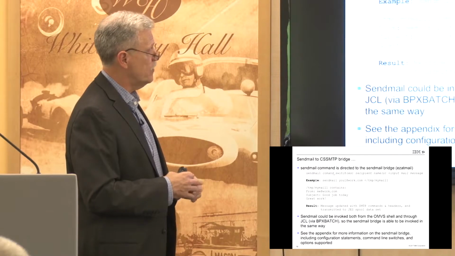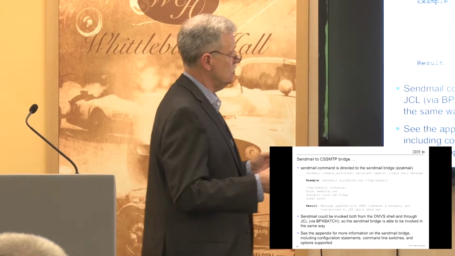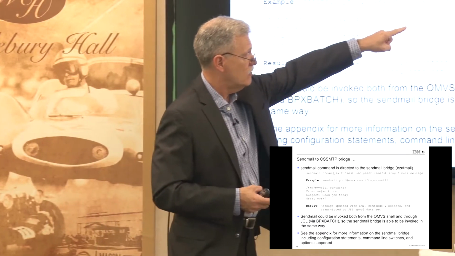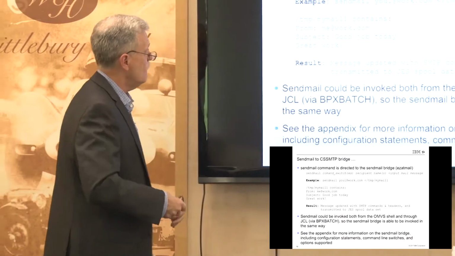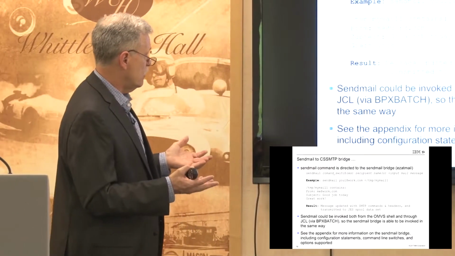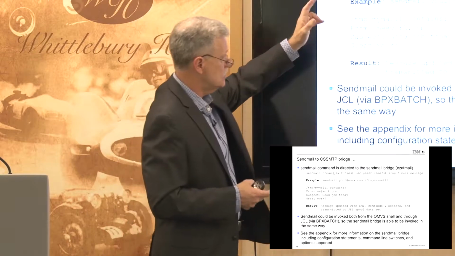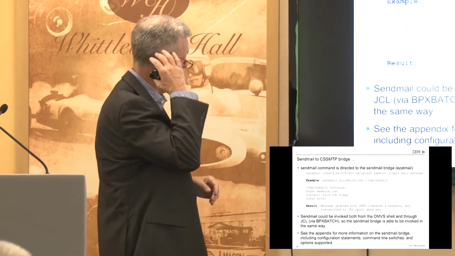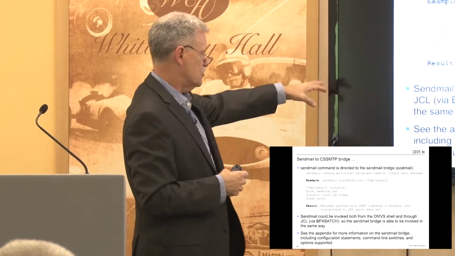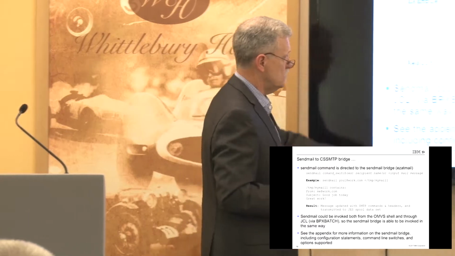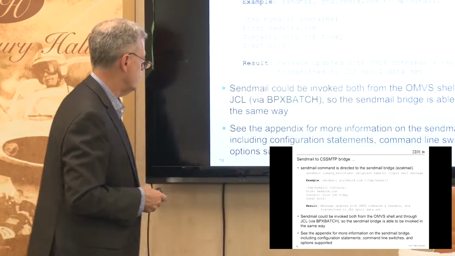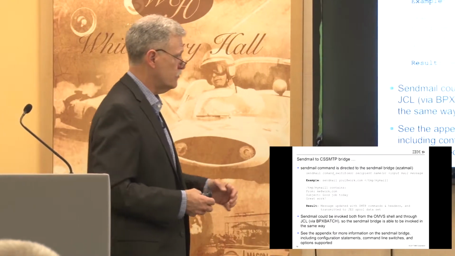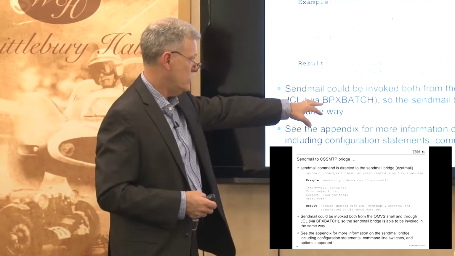So the SendMail command is directed to the bridge, and this bridge is also provided to you as a command. There's a command interface called EZATMAIL that gets you to the bridge manually. So you can issue a SendMail command with the appropriate switches, the names, and the message, and here's an example showing the wrapper we'll put around it. The result will be a message updated with the appropriate SMTP commands, headers, etc., transmitted to the spool file. And SendMail can be invoked from both the OMVS shell and also through JCL via BPXBATCH.